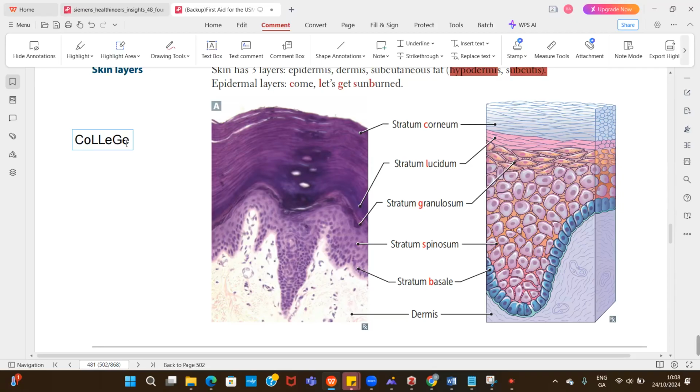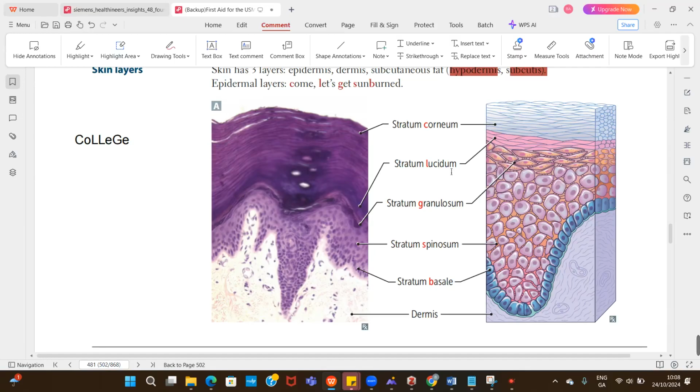Now, what I want to leave you with here is that the stratum lucidum is only present in areas of thick skin. So what do I mean? That is areas like the palm, the sole, where the skin is very thick. So that means you have an extra layer, which is the stratum lucidum. In other parts of the skin, the glabrous skin, like maybe the thigh, the arms, they don't have the stratum lucidum because they are not thick. But for the palms and the soles, you have the stratum lucidum.